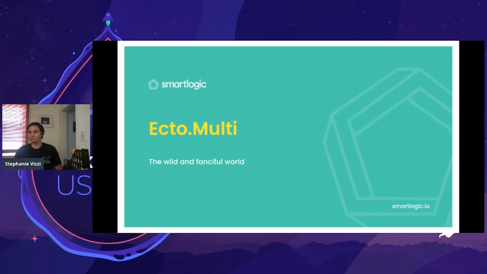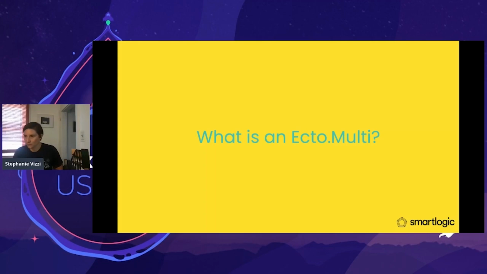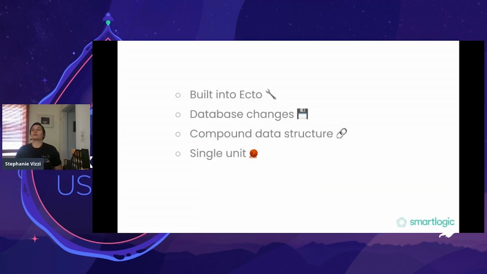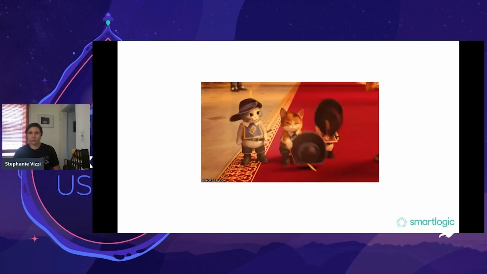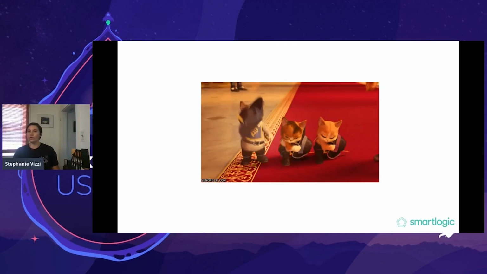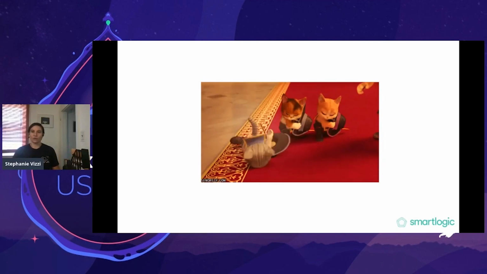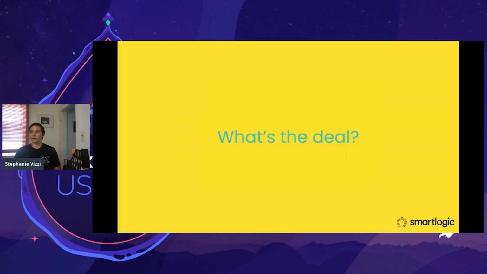So, Ecto Multis, here we go. What is an Ecto Multi? It's a built-in Ecto tool. It deals with database changes. It's a compound data structure, but it works as a single unit. Essentially, it works as a pass-fail function: one for all and all for one. If something fails along the line of the sequence, then everything gets rolled back and it doesn't go through. So that's the cool part.